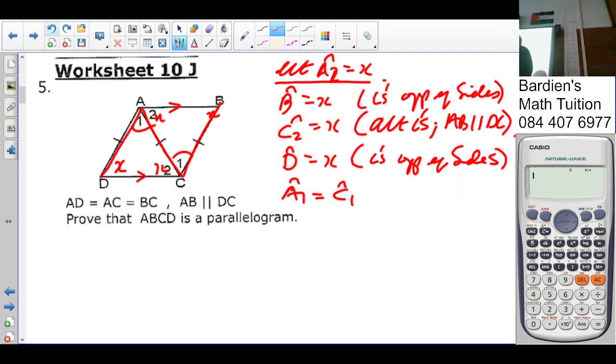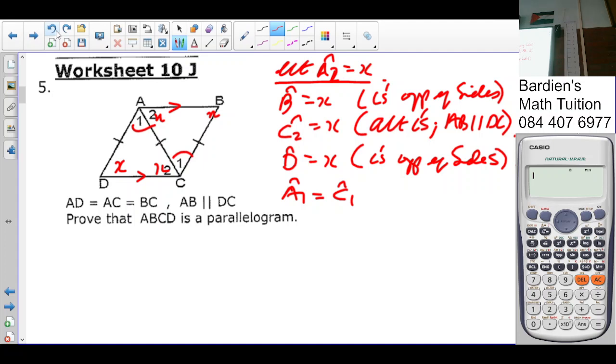Let's take you one step back. Why can't it be alternate? Lines are not parallel. Lines are not parallel. So I can't use the fact that it's alternate. But A1 is equal to C1. Why? Who can tell me? Isn't this the third angle in a triangle?